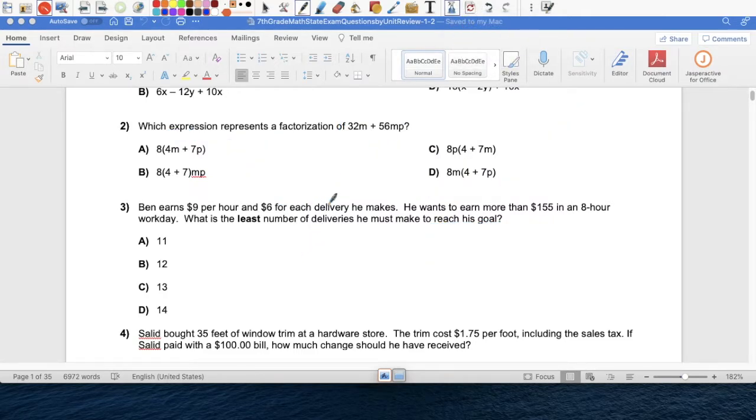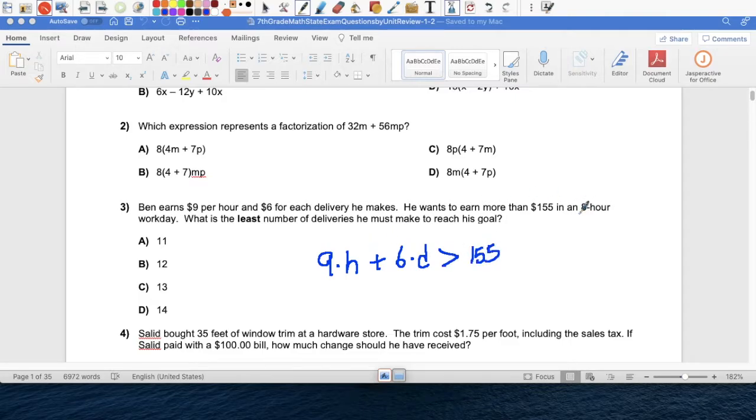Three, Ben earns $9 an hour plus $6 for each delivery that he makes. He wants to earn more than $155 in an 8-hour workday. What's the least number of deliveries he must make to reach his goal? So he makes $9 per hour plus $6 per delivery. And he wants to earn more than $155. So all that has to be greater than 155.